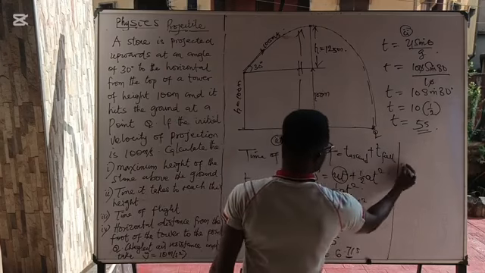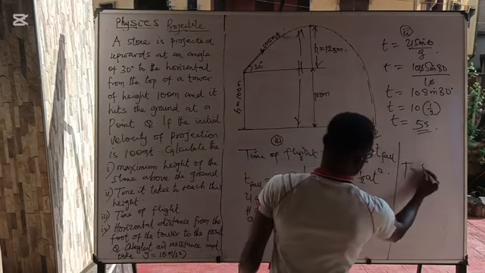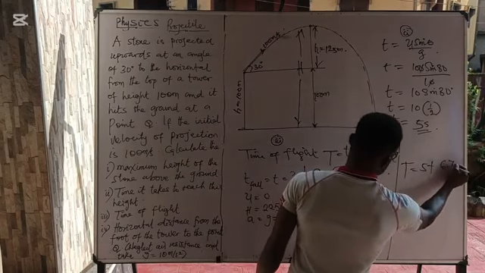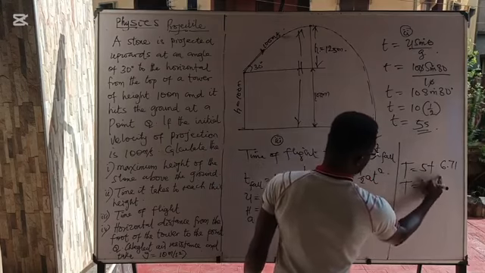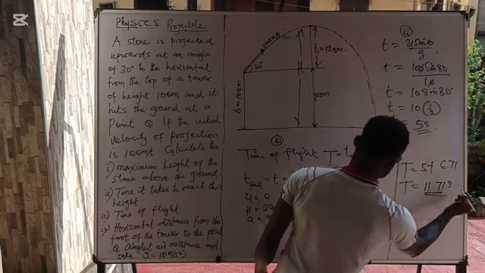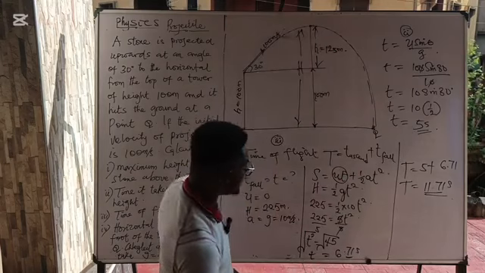So in that case, what will be the total time, which is the time of flight? So we have the time of flight, t, equal to ascending time, which is what? 5 seconds. Then descending time is what? 6.71. So the time of flight becomes, add both of them, it gives 11.71 seconds. Now we've got the time of flight, which is the total time spent in air.